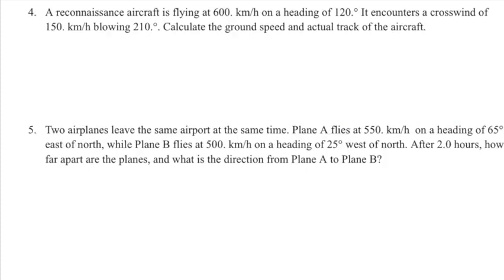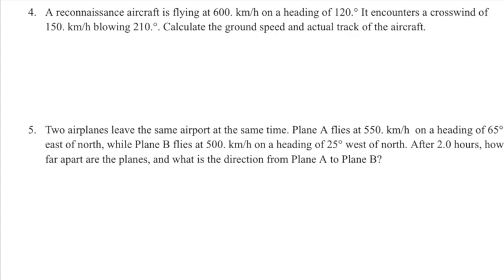All right, so let's look at number 4. It says a reconnaissance aircraft is flying at 600 kilometers per hour on a heading of 120 degrees. This is a true bearing. When they say heading, you're talking about from north clockwise. All right? It encounters a crosswind of 150 kilometers per hour blowing 210 degrees. Calculate the ground speed and actual track of the aircraft. They are asking for magnitude and direction here. All right, magnitude and direction.